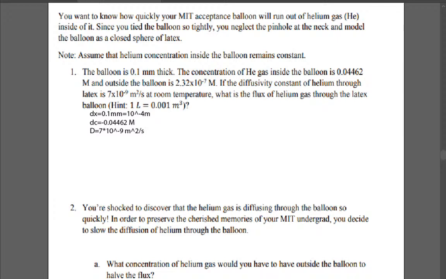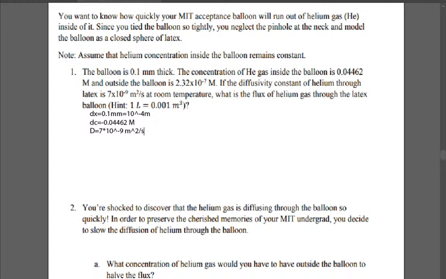Wait, why do you have L? What's 1L? Why do you have an L? Hint, 1L is 0.001 meter cubed. But what is L? Latex. What is... What? Why? When? Who?